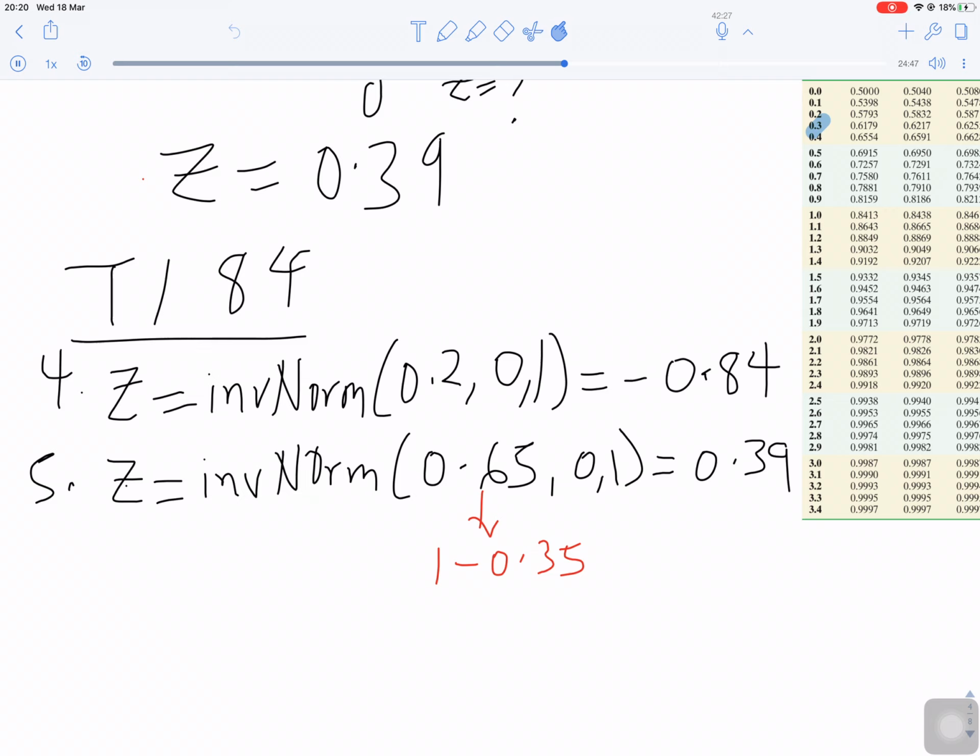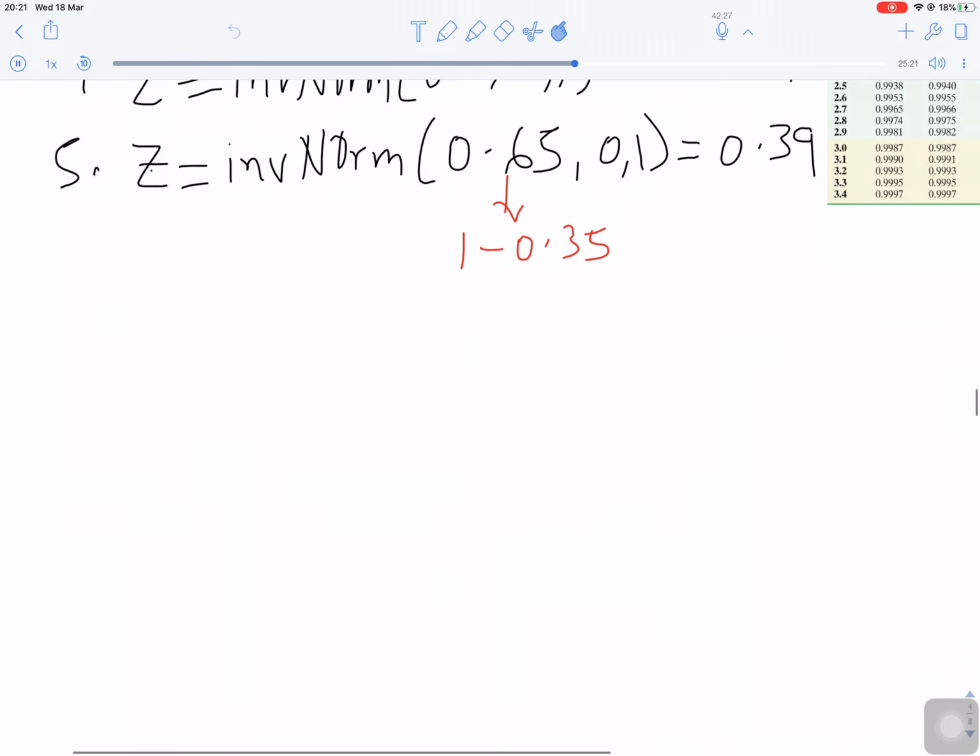So for question 4. Now question 5, we still do inv norm, but remember the information we are given is area to the right. But the calculator only takes the input where the area that you consider is area to the left. So we don't put 0.35 in there, but then 0.65. So 0.65 followed by the mean, followed by 1, which is the standard deviation. And to 2 decimal places, our result is 0.39.